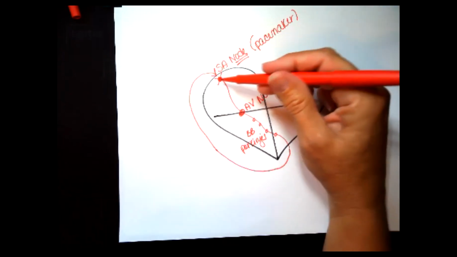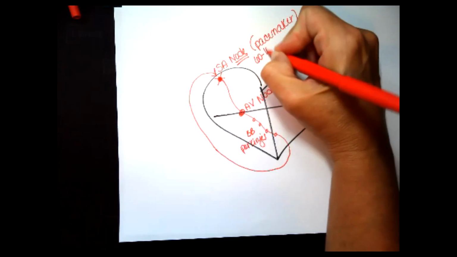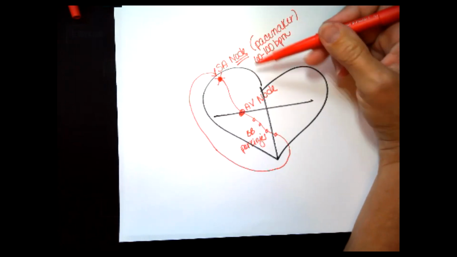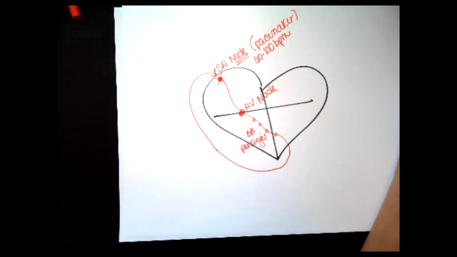Okay, so this happens when the SA node is firing correctly. It happens between 60 and 100 beats per minute. Okay, so all of us have healthy hearts, and when our heart rate is 80, it means our SA node is clicking away at 80.